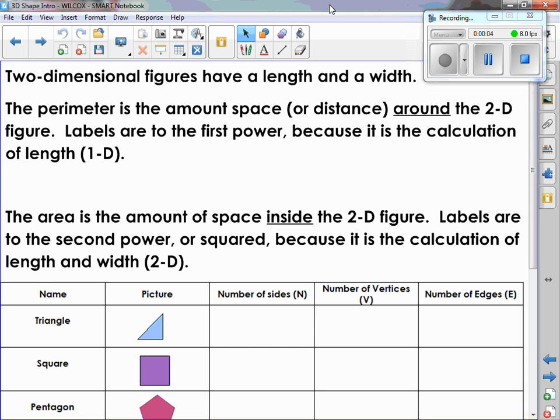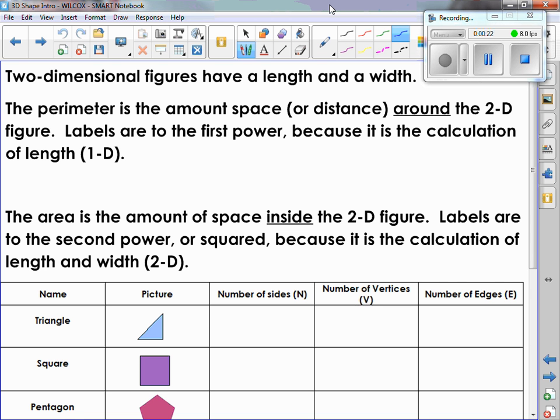This week we're beginning our 3D unit. Before we start finding surface area and volume of these different 3D figures that we're going to be talking about, we first need to be able to identify 3D shapes. So before we do that, we're going to review our two-dimensional shapes that we're familiar with.